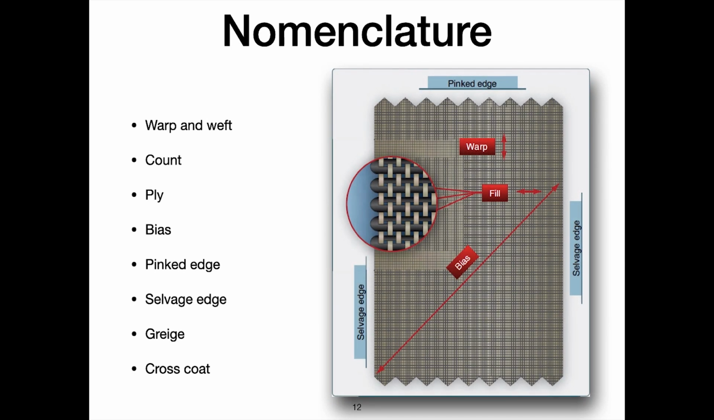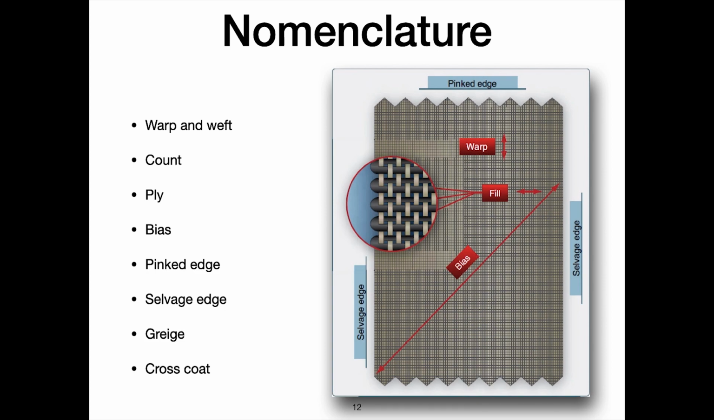Nomenclature. Some of the terms in fabrics are warp and weft, where warp means longitudinal or lengthwise weaving of thread or yarn, and weft means the transverse weaving, where the thread is inserted over and under the warp.